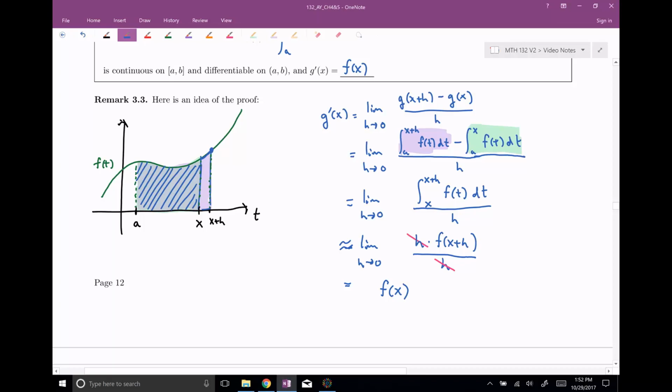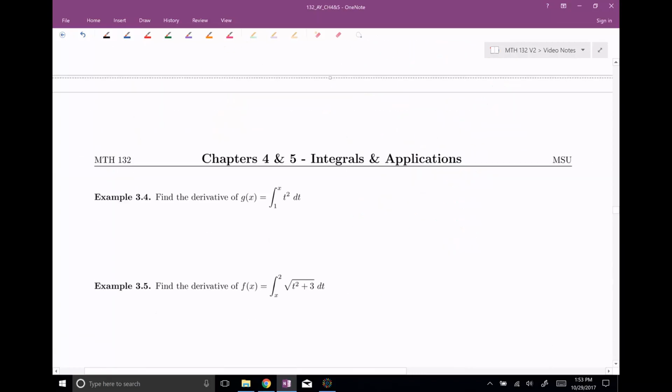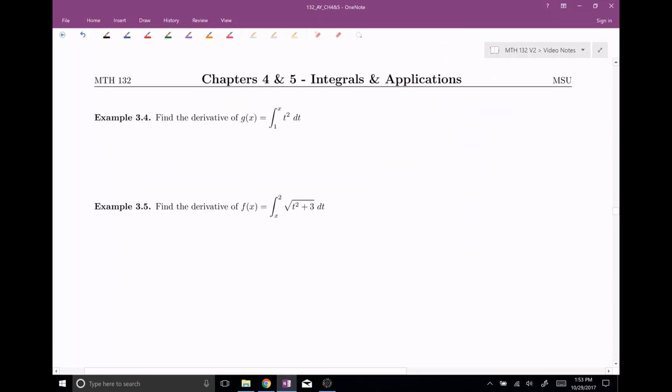All right, so there is the idea of the proof. Let me go ahead and show you some examples that could show up on homework, on quizzes and exams, ways that we can actually apply this. So let's go ahead and figure out the derivative of g of x, right? And this is a function that's defined, let's see, from any old a value, so in this case 1, to x. So in this case, the derivative is just going to be equal to x squared.